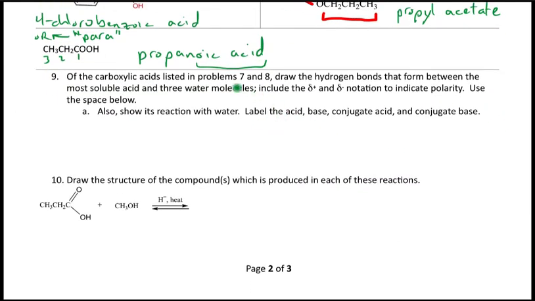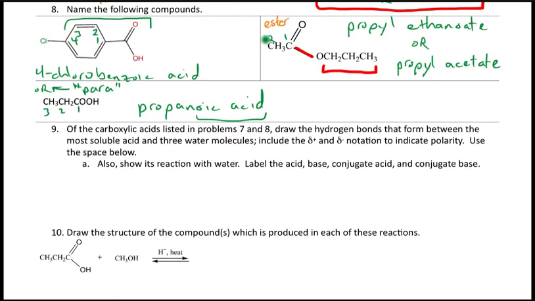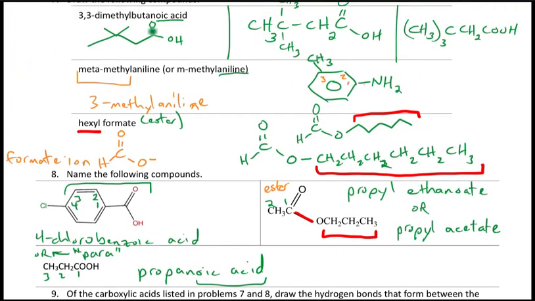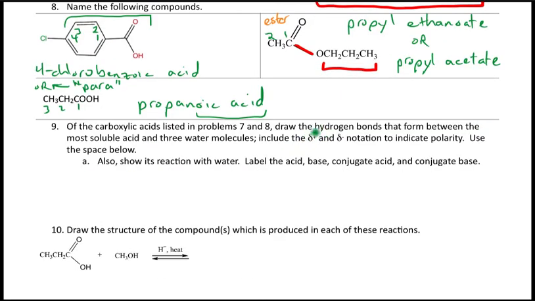Question number 9 is in reference to the last 2 problems. So which one's the most soluble acid? Well, let's just take a quick peek. There's not that many acids here. There's one up here that has 6 carbons. This one has 7 carbons. This has 3 carbons. So the smallest molecular formula, the molecular weight, is going to be the most soluble. And what I want to do with it is to put the delta negative and delta positive on it and then show how it interacts with 3 water molecules. So let's do that. We'll try to squeeze it into the first part of this blank area.